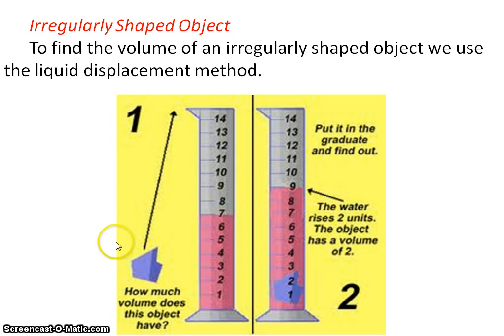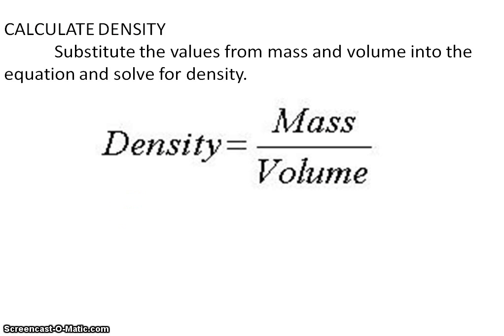That's called the liquid displacement method because the object we put in is displacing or pushing the water out of the way, and the amount that it pushes out of the way is the volume of the object in there. So we need to record the value before and after and then find the difference. Now once we've done this, we can then take our values for mass and volume, however we found it, and divide the mass by the volume to get density.